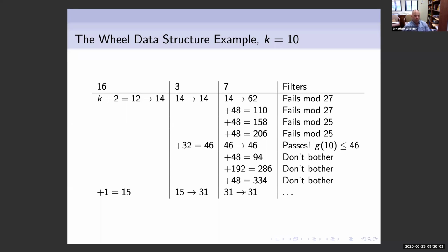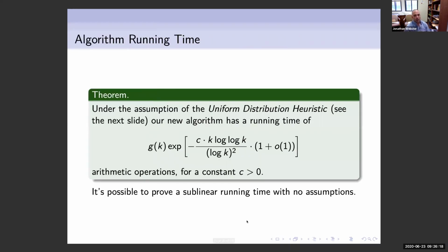And so everything from here on out will continue this process, and there are only 2 outcomes that can happen. Either it fails a filter and it's less than 46, or it's greater than 46 and we don't bother generating it.